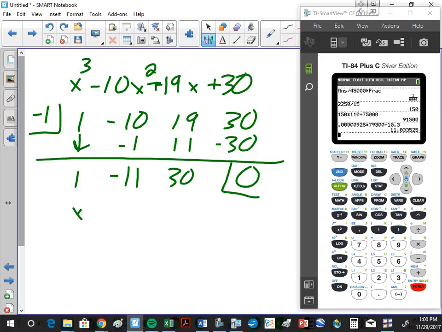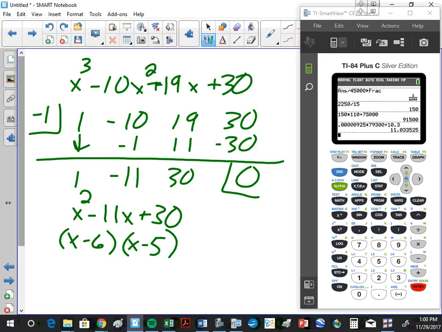So now I have x squared minus 11x plus 30. And I factor that. And I get x minus 6 and x minus 5. So my roots are -1, 5, and 6.